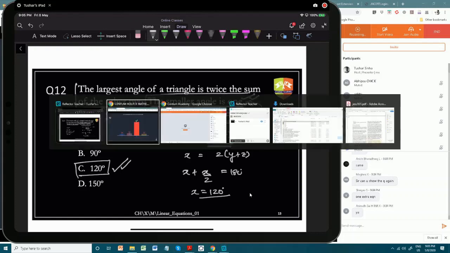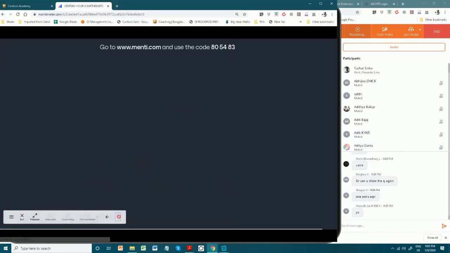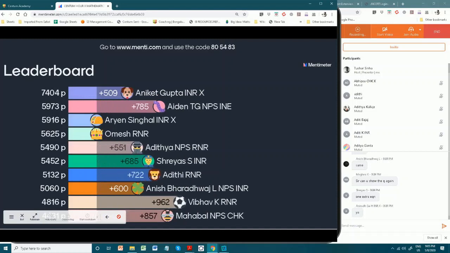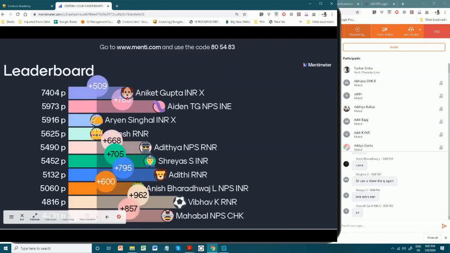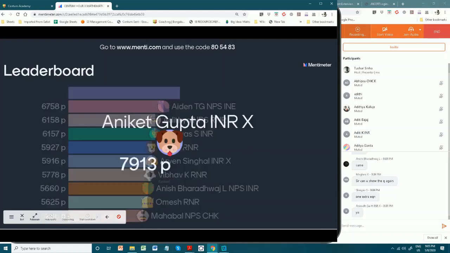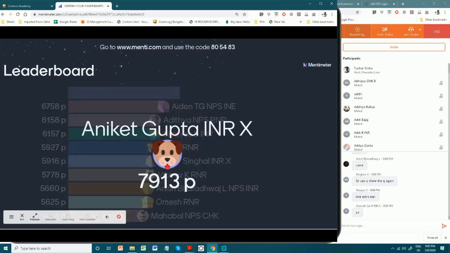Fair enough. So the last leaderboard of today is this. Let's see who got the first position. I think Aniket Gupta retains his first position, followed by Aiden, Aditya, and then Shreyas, and then Aryan Singhal, Vibhav, Anish, Umesh, and Mahabal. Very good, guys. Keep it up. Keep the learning intact. Congrats to everyone.